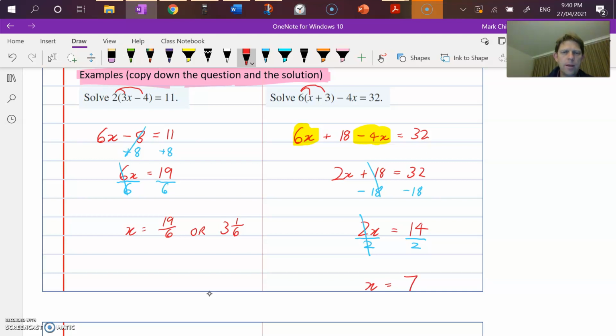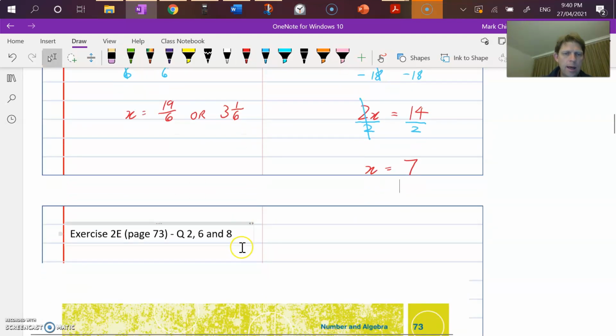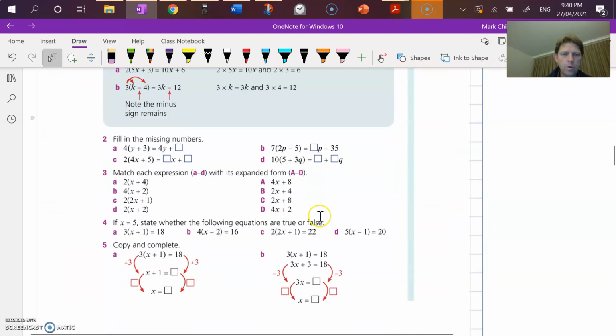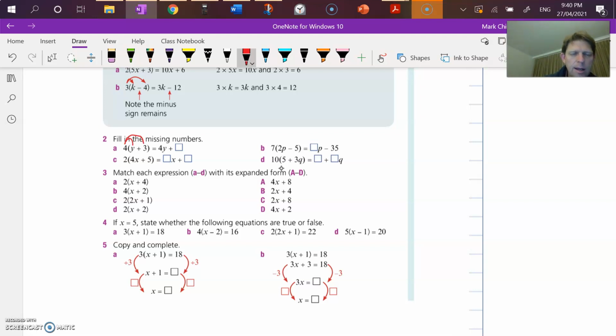All right. Now, there's some questions there for you to have a go at. So exercise 2e on page 73, questions 2, 6 and 8. Question 2 isn't an equation as such, it's just asking you to do that expansion. So you'll have to, like we did in the revision questions, just expand those out, and they've sort of given you some of the answer already.